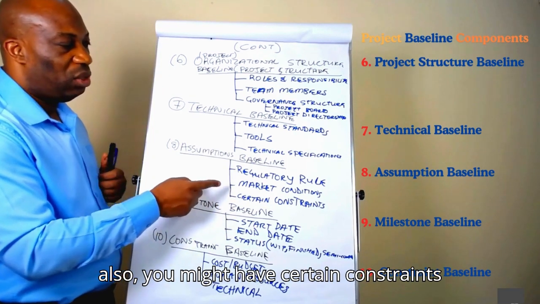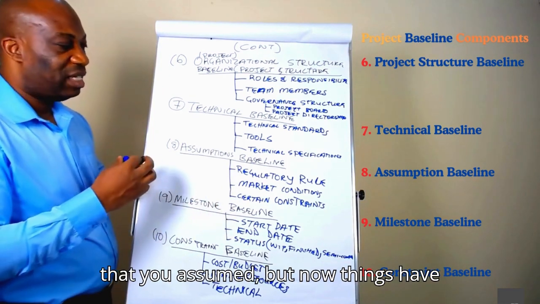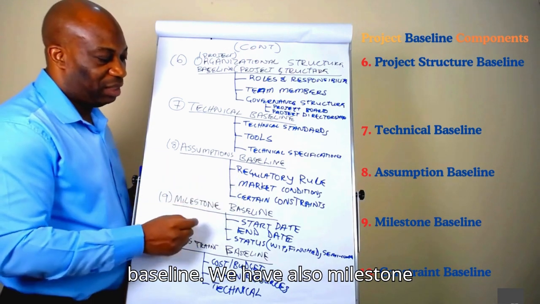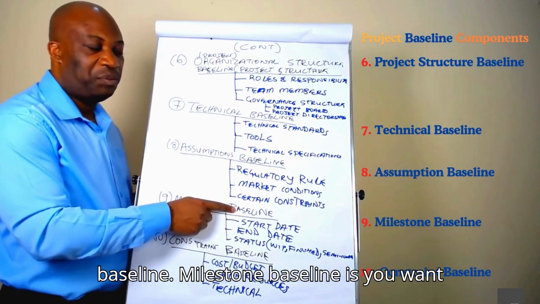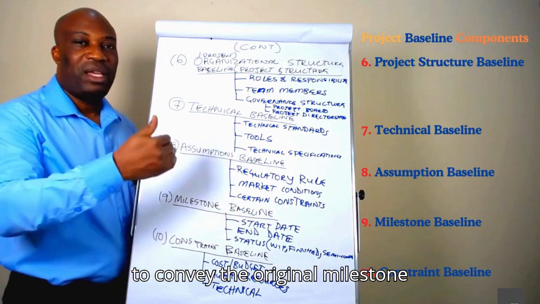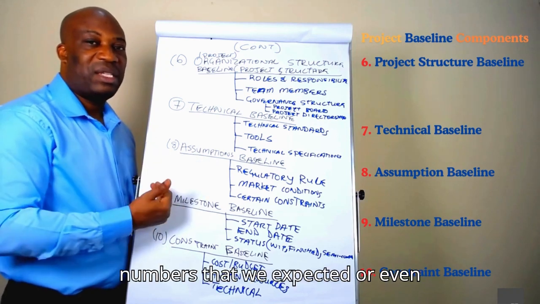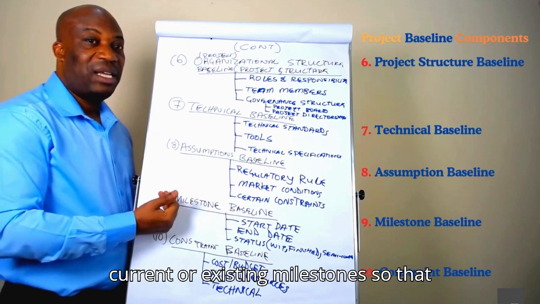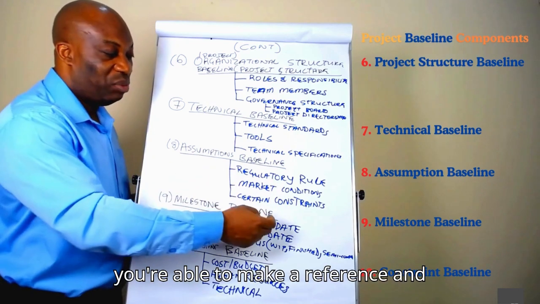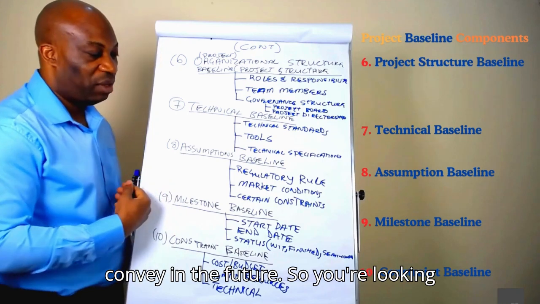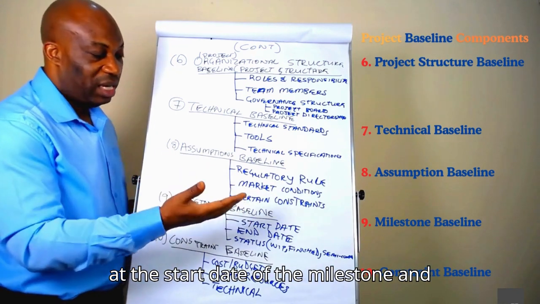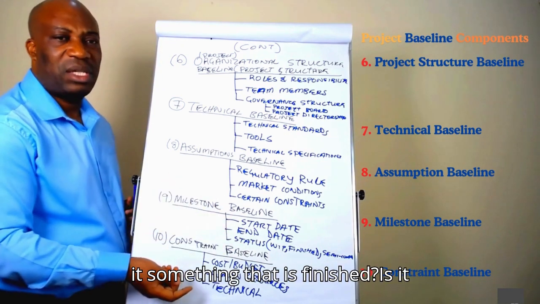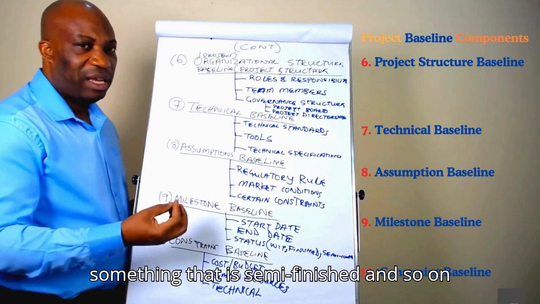Then also, you might have certain constraints that you assumed, but now things have changed. Then you can compare with your baseline. We have also milestone baseline. Milestone baseline is you want to compare the original milestone numbers that you expected, or even descriptions that you expected, and the current or existing milestones, so that you're able to make a reference and compare in the future. So you're looking at the start date of the milestone and also the end date, and also the status of the milestone. Is it work in progress? Is it something that is finished? Is it something that is semi-finished? And so on and so forth.